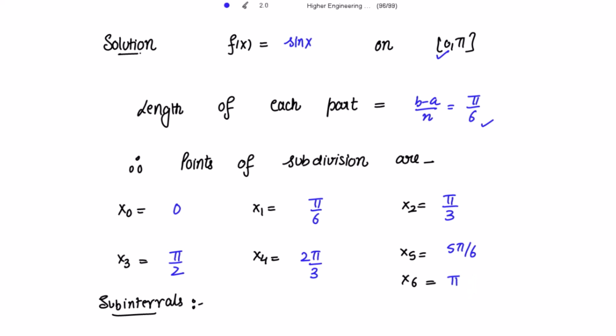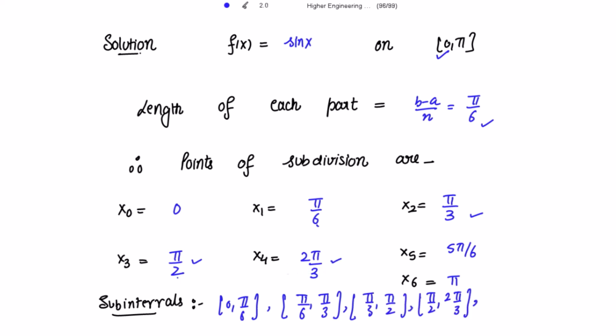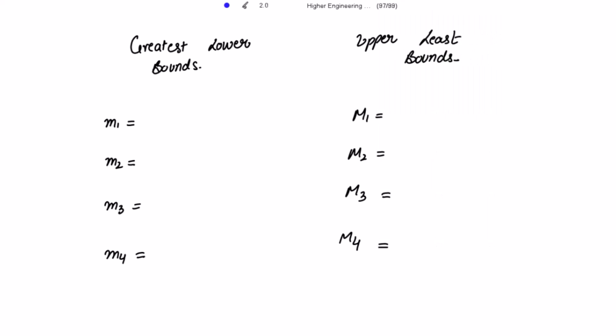And now writing the subintervals, that is from 0 to pi by 6, then pi by 6 to pi by 3, then pi by 3 to pi by 2, then pi by 2 to 2 pi by 3, then 2 pi by 3 to 5 pi by 6, and finally 5 pi by 6 to pi. So these are the 6 subintervals. And now calculating all the greatest lower bounds and least upper bounds from these subintervals. So the greatest lower bounds, that is small m1, m2, m3, m4 up to m6.